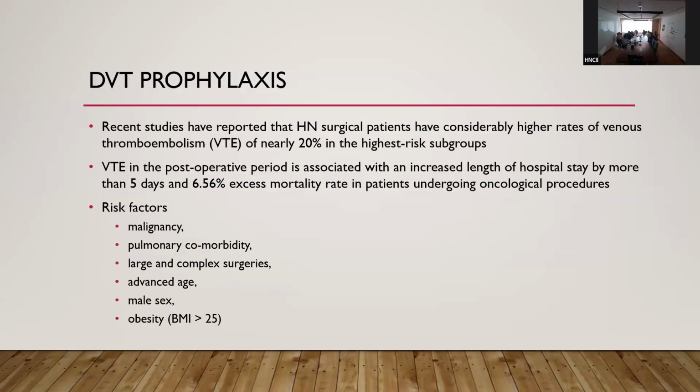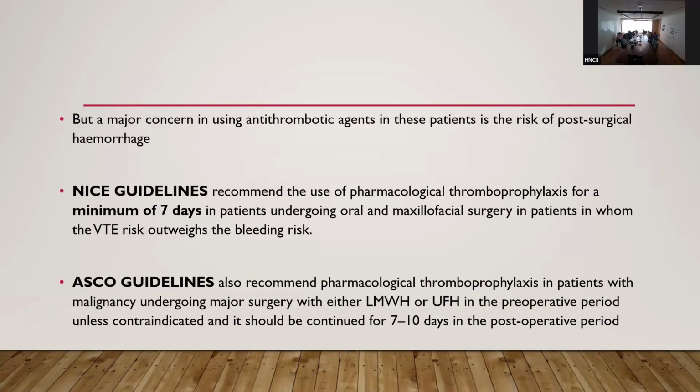Then coming on to DVT prophylaxis. Head and neck surgical patients have considerably higher rates of venous thromboembolism, with nearly 20% in the highest risk subgroups. It has been shown to be associated with increased length of hospital stay by more than 5 days and a 6.56% excess mortality rate. What are the risk factors for venous thromboembolism? Malignancy, pulmonary comorbidities, large and complex surgeries, advanced age more than 60 to 65, male sex, and obesity when BMI is more than 25.